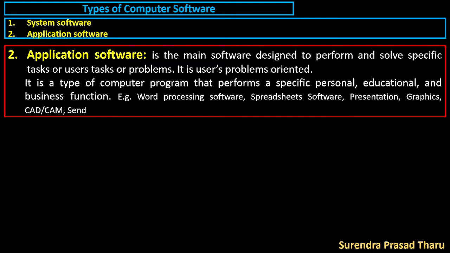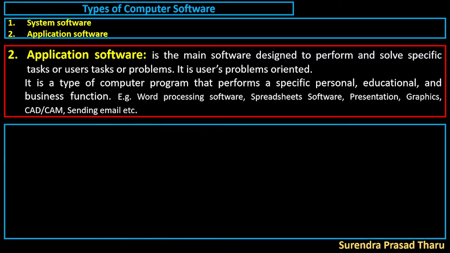For example, word processing software, database software like spreadsheets, PowerPoint presentation software, graphic software. Because of application software, the computer becomes more versatile, more useful, and equally capable of performing different types of tasks in all different fields. There are thousands of application software.